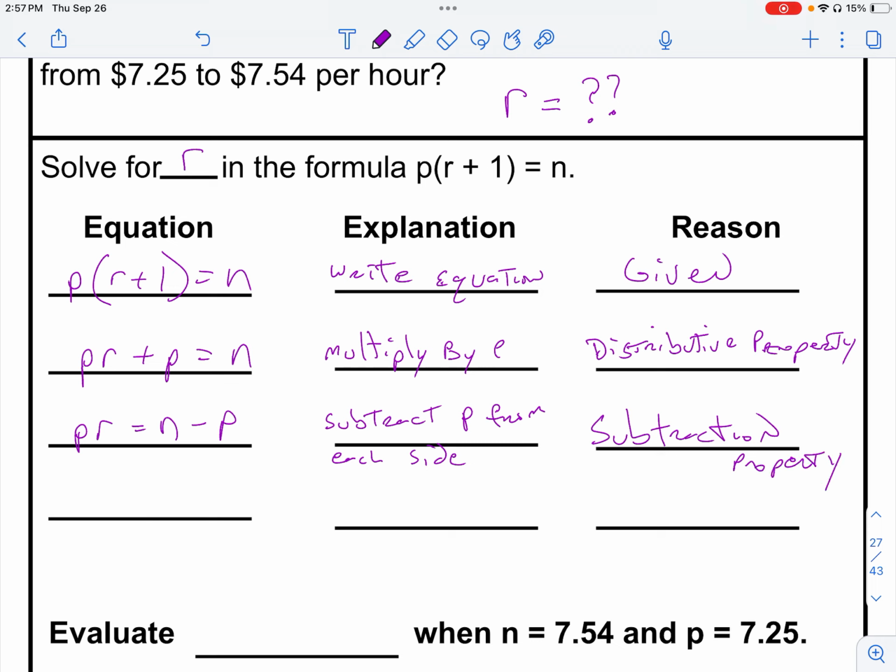And then we need r by itself, but it's being multiplied by p, so we got to divide. So r equals n minus p over p. Divide each side by p. Our division property.